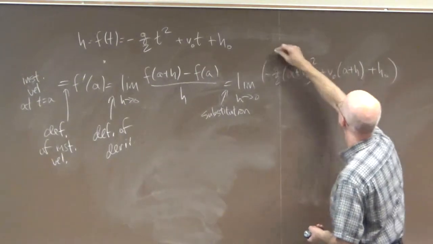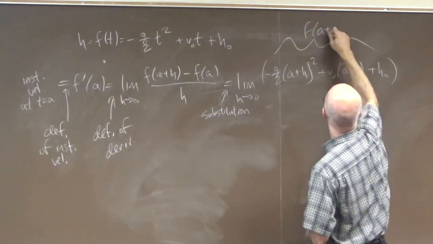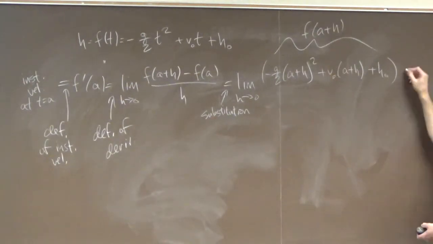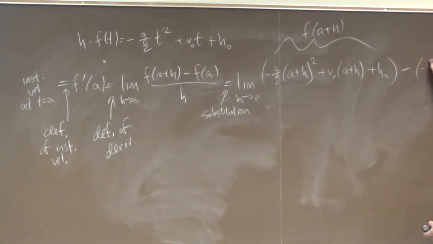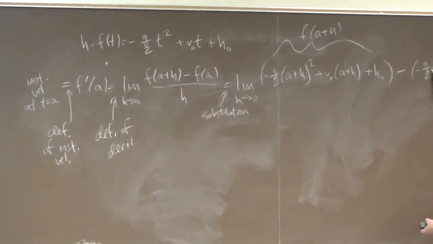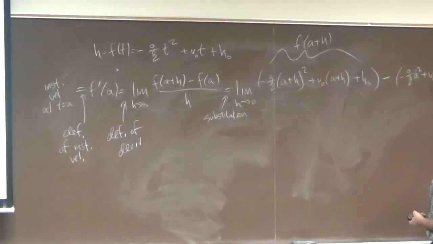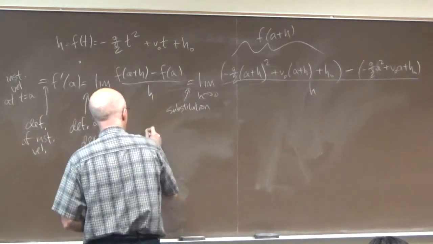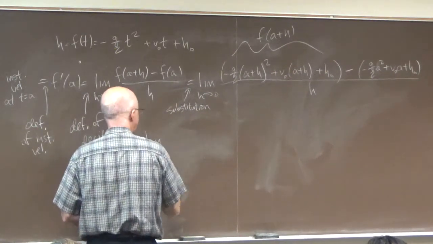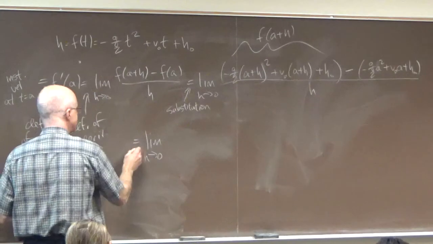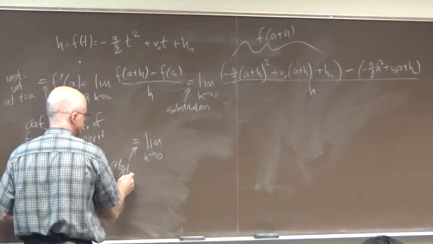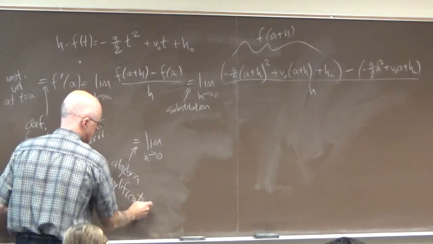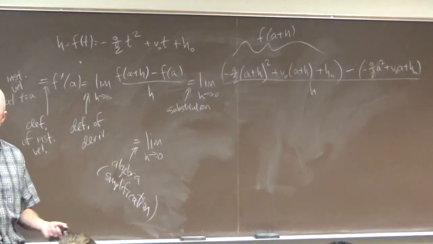There we go. That is f of a plus h. Don't forget to subtract f of a. Replace t with just an a, all divided by h. We're hoping that all the terms that do not involve an h at the top cancel. This next step is just going to be algebra, or you could call it simplification. You could probably even call it arithmetic.